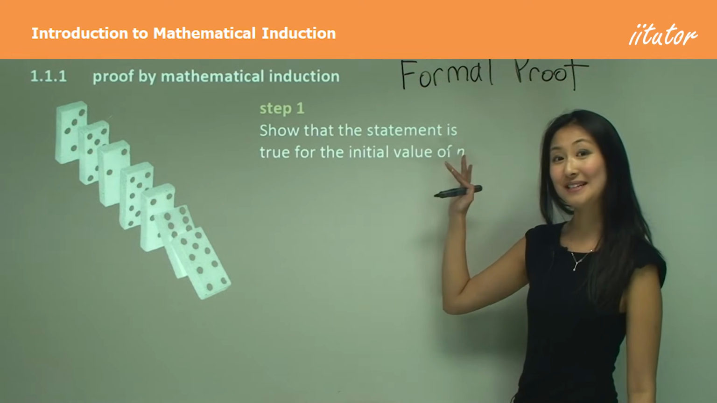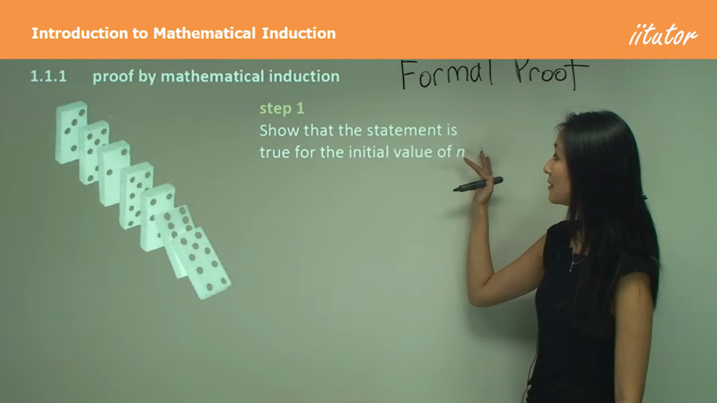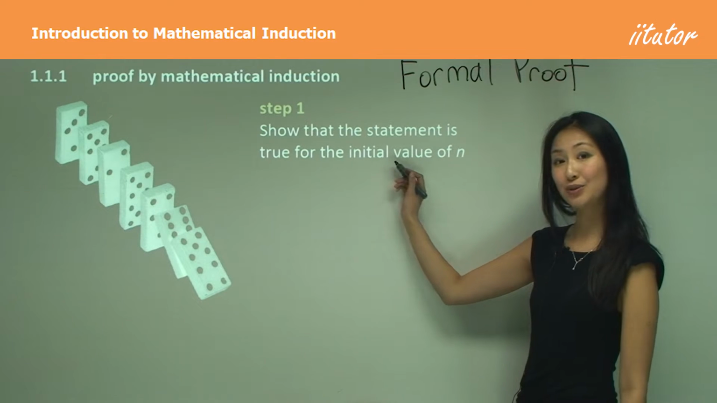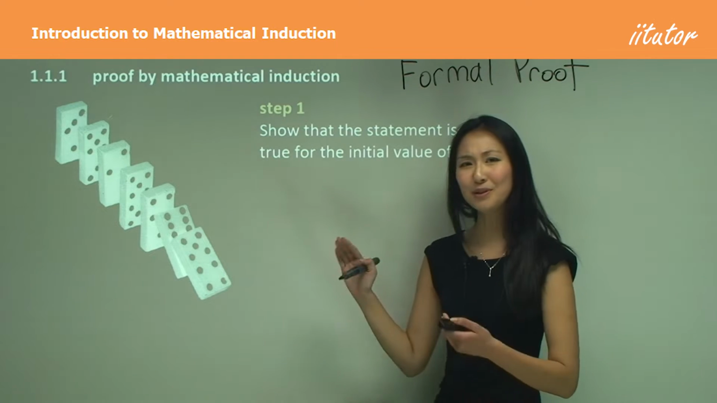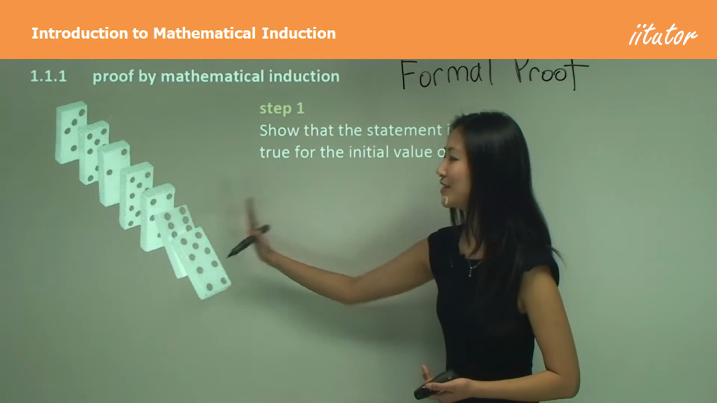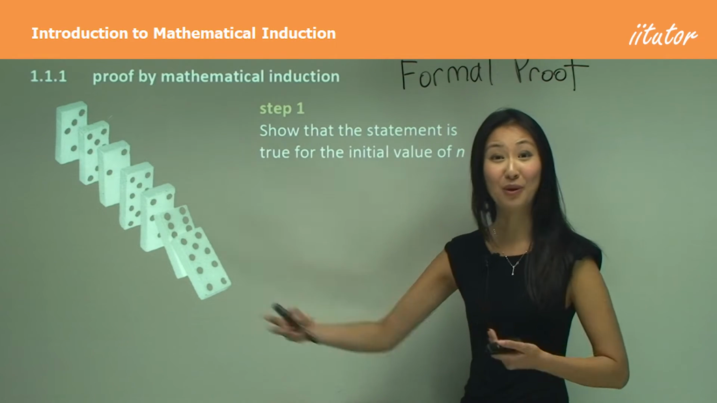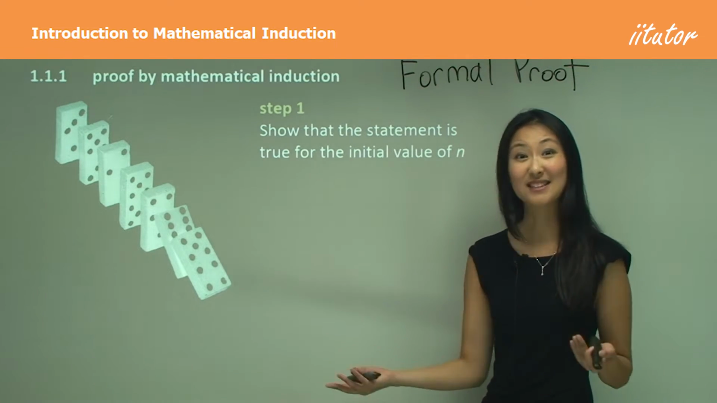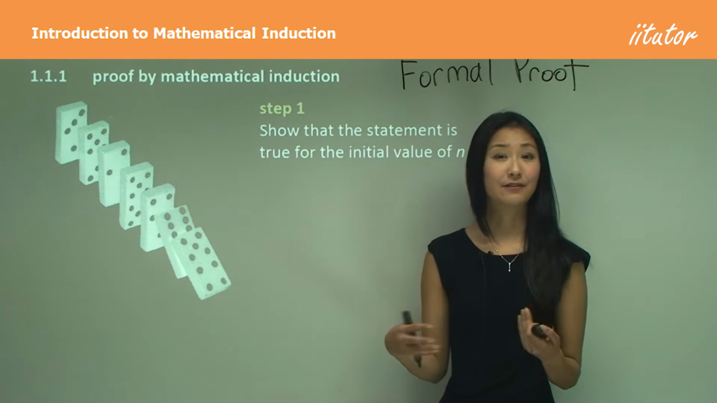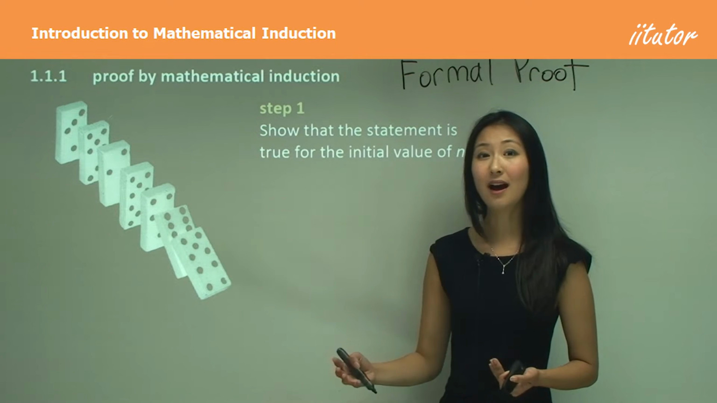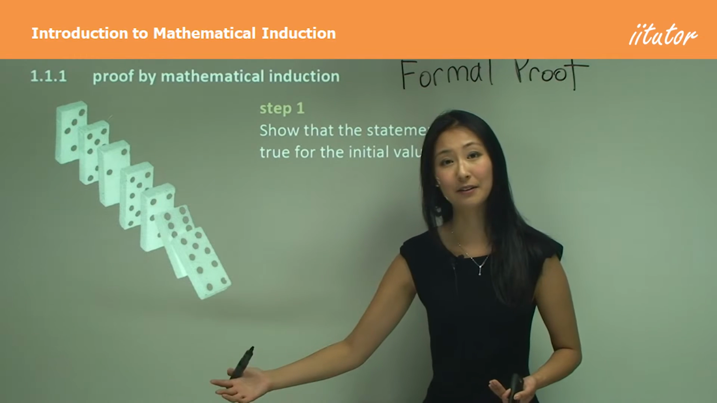So starting with step 1 in mathematical induction, we show that the statement is true for the initial value of n. What that means for the dominoes is that for them to all fall over, there has to be an initial starting point, doesn't there? There has to be a force that starts to push them all over, right? For them to even start falling over. Another way you can think of it is, for example, in a car, for it to start, you need that initial ignition. Without it, that car won't ever start.